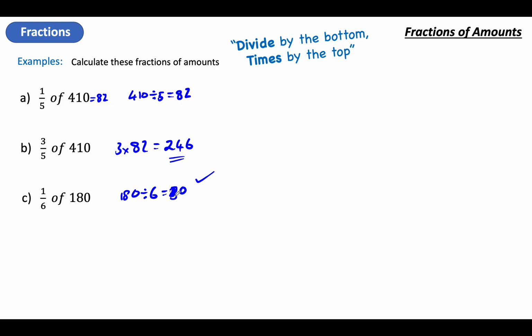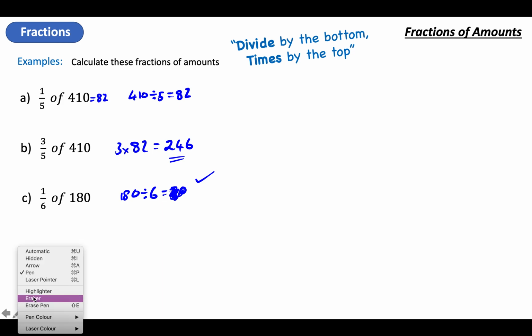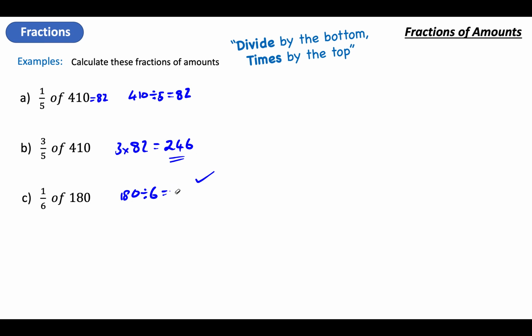Should we do that? Oh, no, Mr. Nice, be tidy. Go and get the eraser. How about that stuff? Come back with the pen. There we go. 30. Yep.